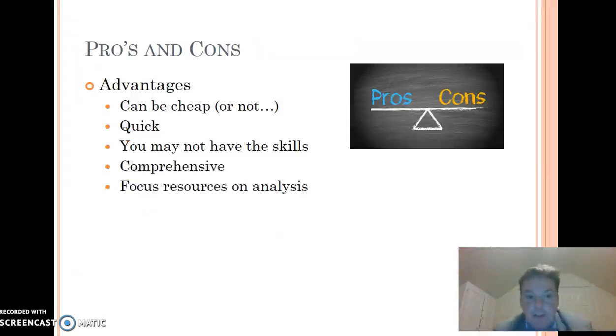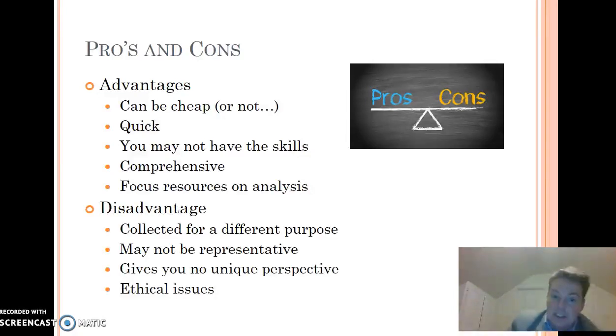So what are the advantages of secondary data? It can be cheap if it's already collected, but it's often quite expensive. Some of these data sets are extremely expensive. It's quick because it's already there, so you don't have to go out and collect it. So if you don't have the skills to collect primary data, using secondary data is good. It can be very comprehensive. And the other advantage as well is rather than actually spending all this time collecting data, you can focus resources on analysis. That's a big advantage of secondary data.